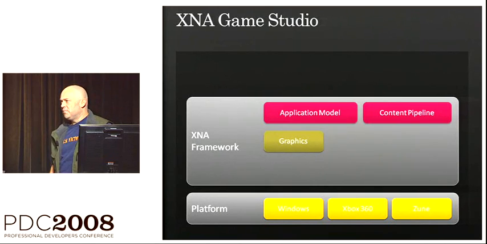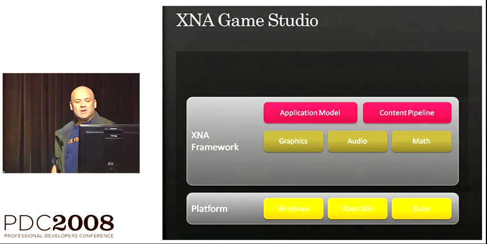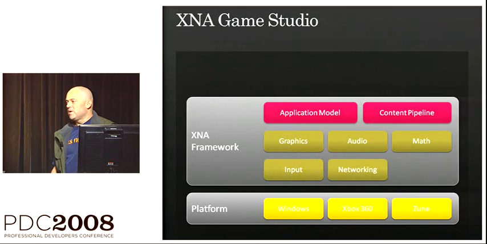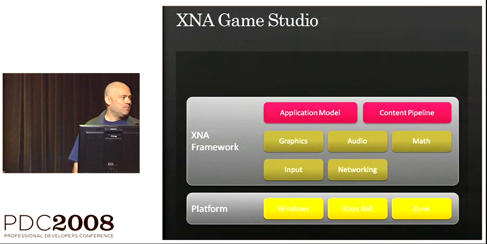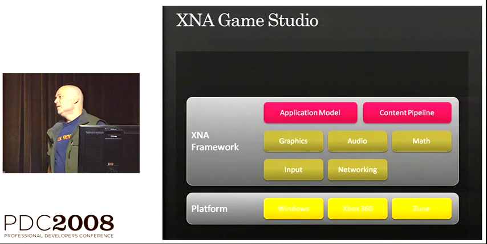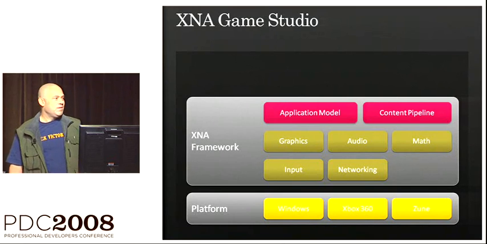We also built the low-level pieces of the framework as well, and these are basically the namespaces. So nothing surprising here: graphics, audio, math, input, networking. Networking is interesting because this is actual connection to Xbox Live kind of stuff. You can actually build games that are multiplayer that connect to Xbox Live, where friends can be on Live with you and play.